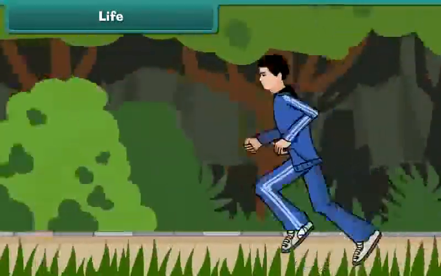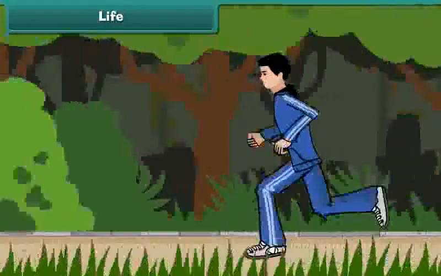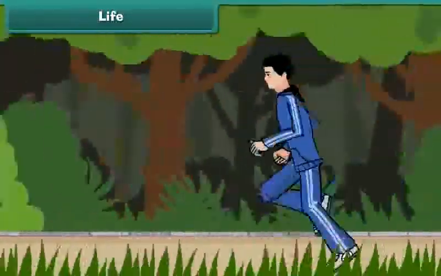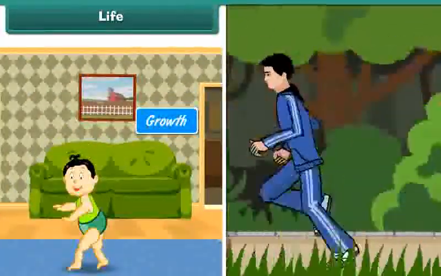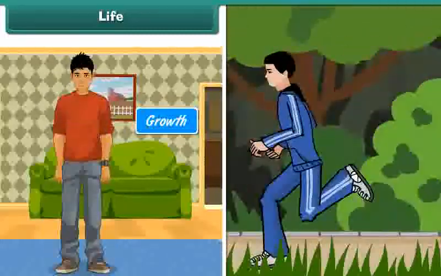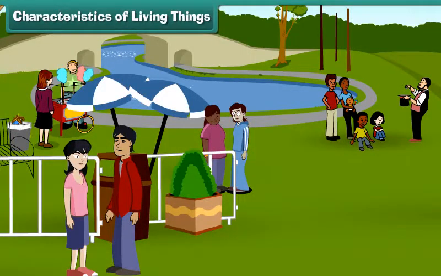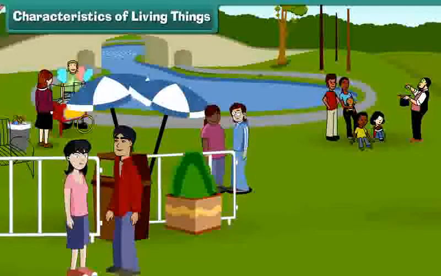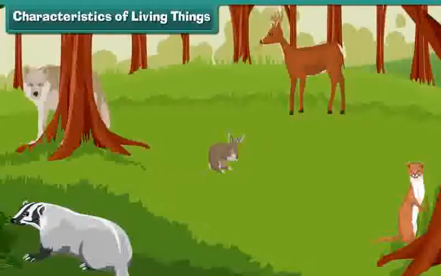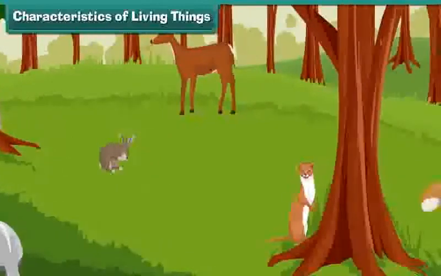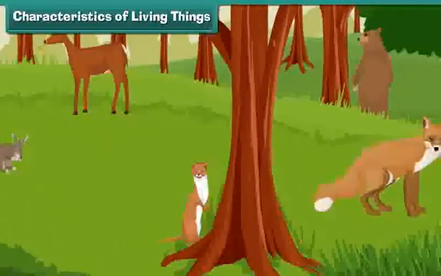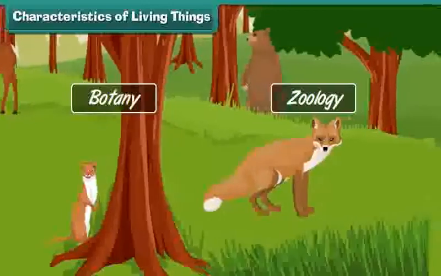Life. Life is a unique, complex cellular organization of molecules, expressing itself through chemical reactions which lead to growth, development, responsiveness, adaptation, and reproduction. Characteristics of living things. Things which depict growth, reproduction, and the ability to sense the environment and mount a suitable response are called living things. Plants and animals both are living. Therefore, biology deals with the study of both plants, botany, and animals, zoology.